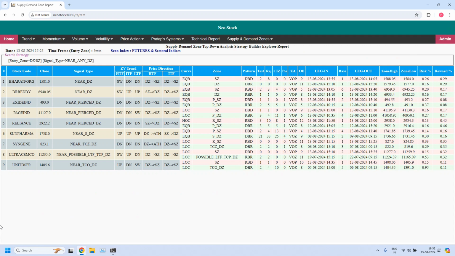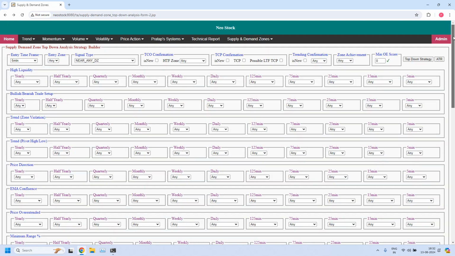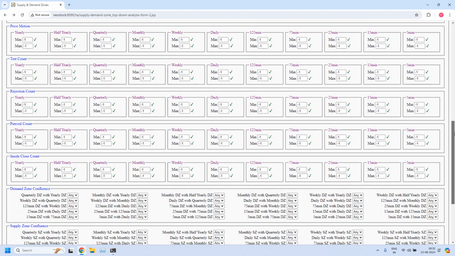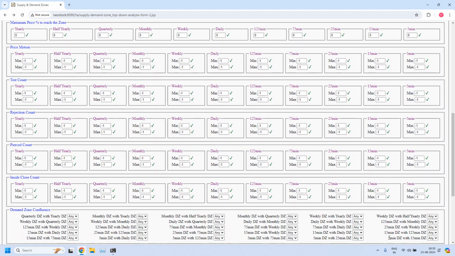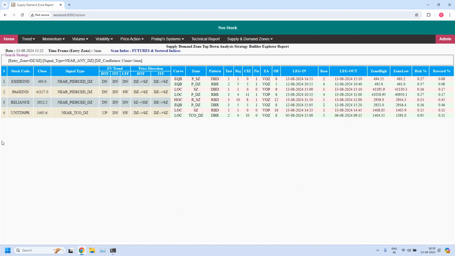But we need to look for the confluence, because directly taking a trade on 5 minutes is sometimes risky, unless it is supporting bullish or bearish trade setups. So that is the reason why I'm looking for 5 minutes demand zone confluence. So we have 5 minutes demand zone with 15 minutes demand zone I enabled. Let us check how many of the stocks are filtered. So 4 stocks are filtered. These 4 stocks are having confluence with 15 minutes time frame.